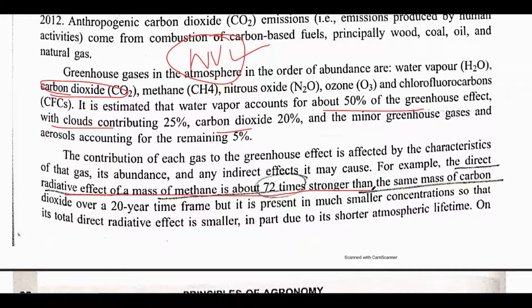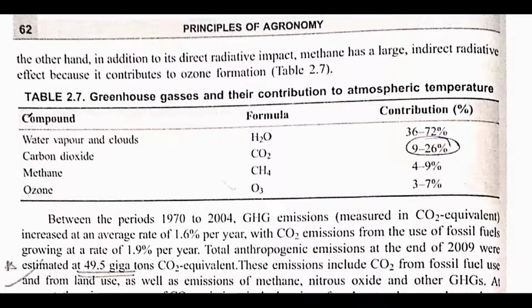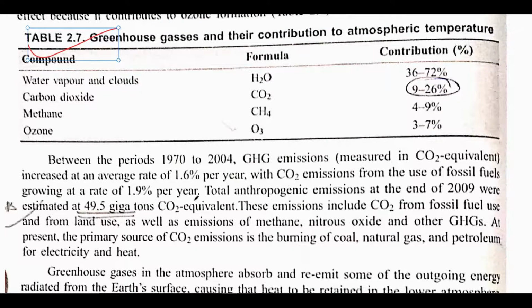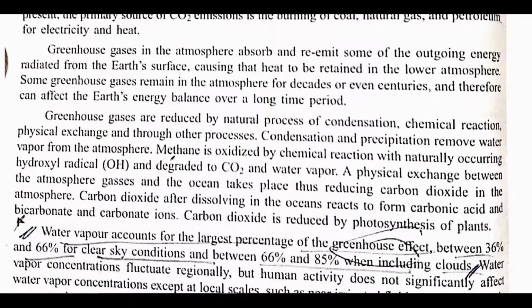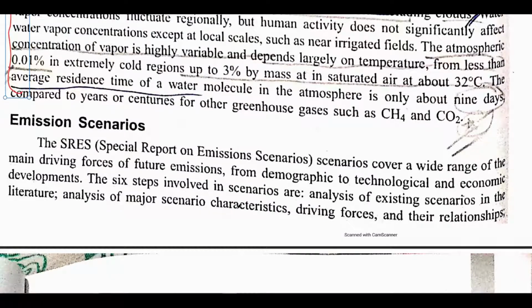But if you talk about greenhouse gases, it would be CO2. The important part is that the direct radiative effect of a mass of methane is about 72 times stronger than the same mass of carbon dioxide over 20 years. This is very important. This is the contribution of various greenhouse gases, and this is mentioned as the concentration of each. This is basically the statement form of this table.